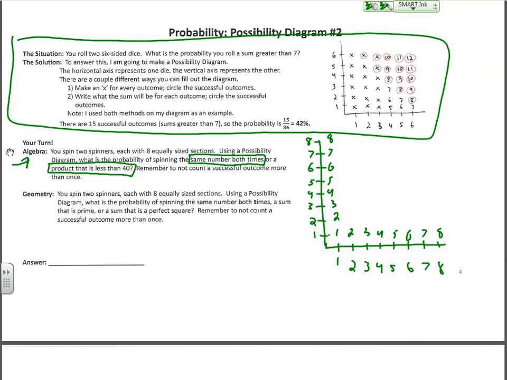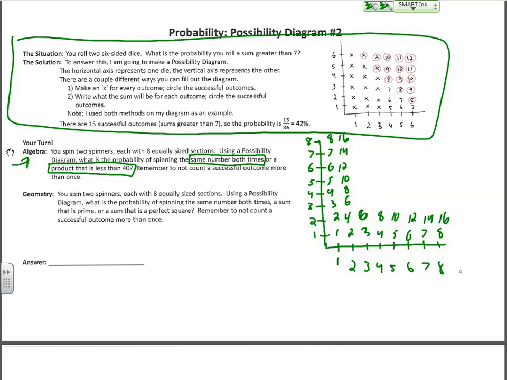2 times 2 gives us 4. 2 times 3 is 6. Kind of going up by 2's here. And we can fill in the next horizontal as well. 2 times 3 is 6. 8, 10, 12, 14, 16. So we can fill out like that. Okay. And our successful outcomes here are the same number both times, or products less than 40.